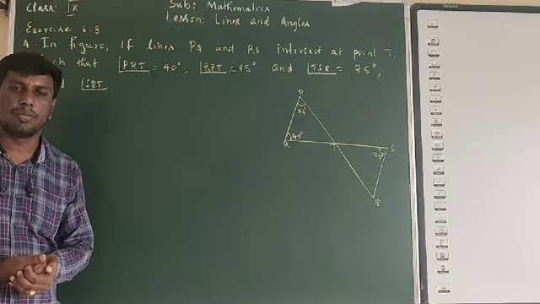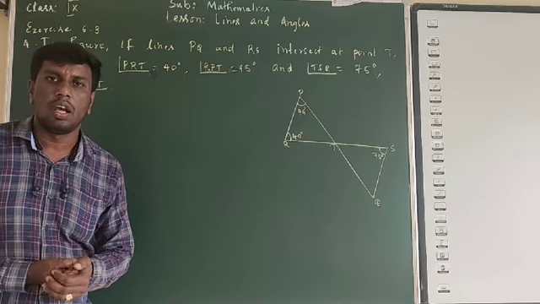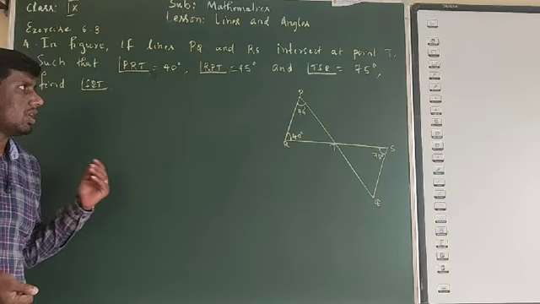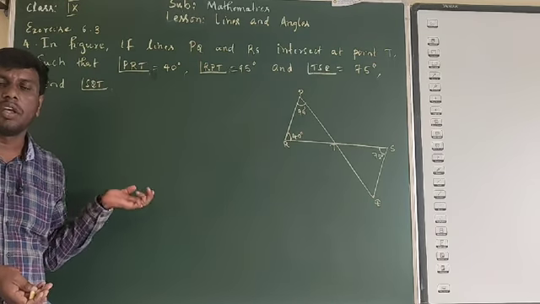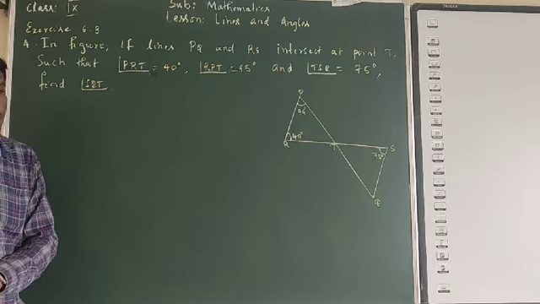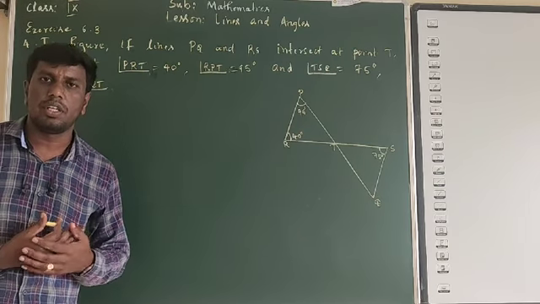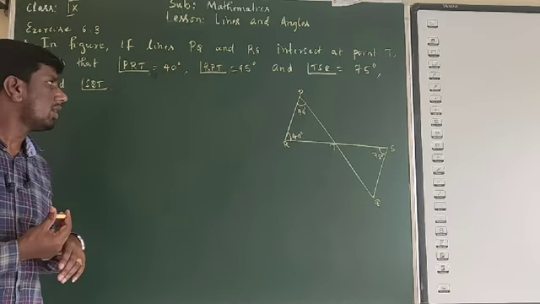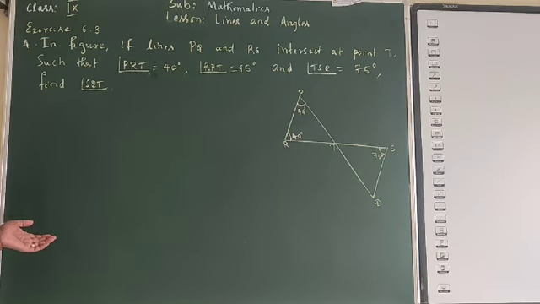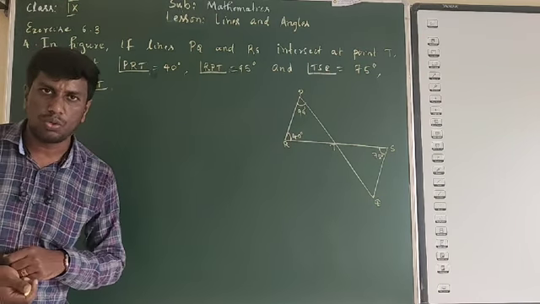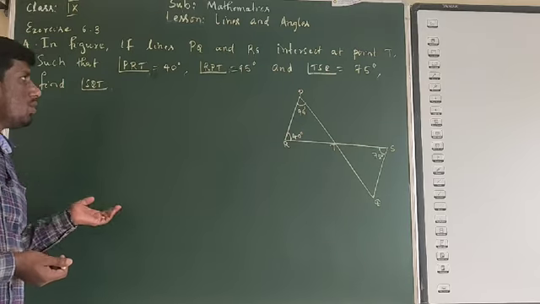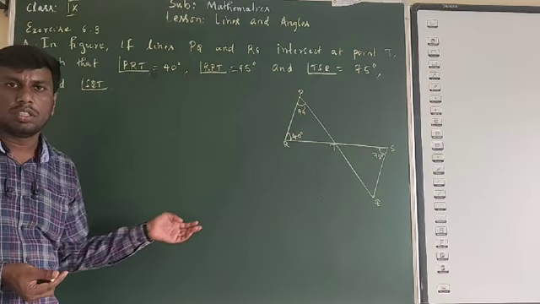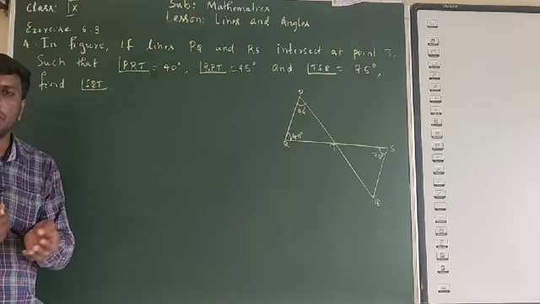We know that we are discussing the lesson lines and angles, right? So we are discussing exercise 6.3, which is the last exercise in the lines and angles lesson. In the previous class, I had completed the first and second. The third one I had given as homework for you to do. These questions are based on the angle sum property of a triangle.